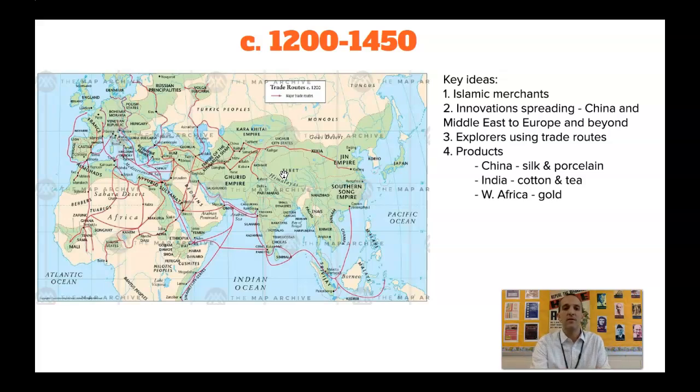We have India or South Asia. Cotton and tea are our main things. India is one of the main producers of cotton throughout the entire history of the subcontinent. Also tea, which has caffeine and is a drug. And then we also have the gold in West Africa, which is going to come up to Northern Africa.